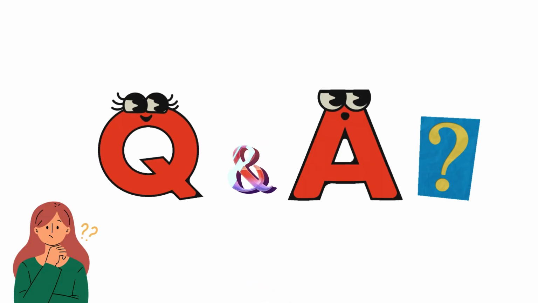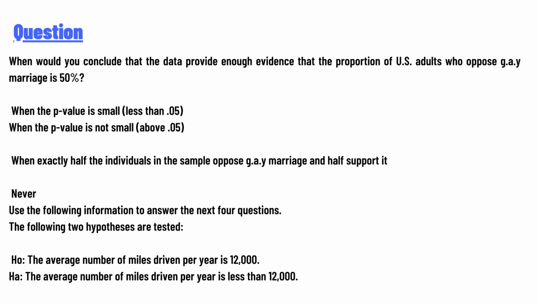Our today's question is: when would you conclude that the data provided enough evidence that the proportion of US adults who oppose gay marriage is 50%? When the p-value is small, less than 0.05; when the p-value is not small, above 0.05; when exactly half the individuals in the sample oppose gay marriage and half support it; never. Use the following information to answer the next four questions.